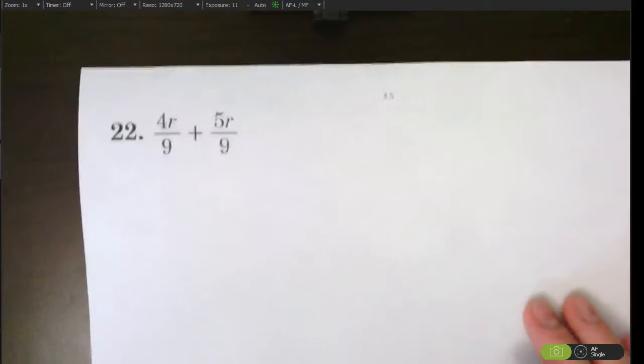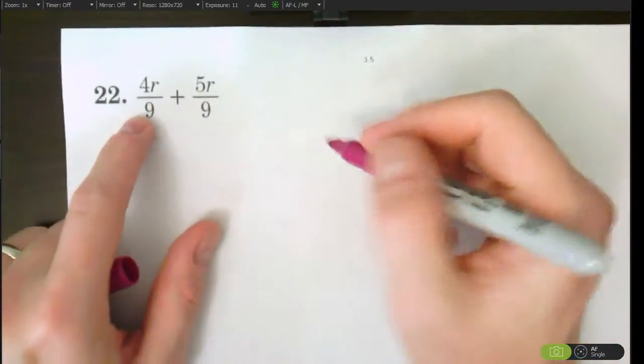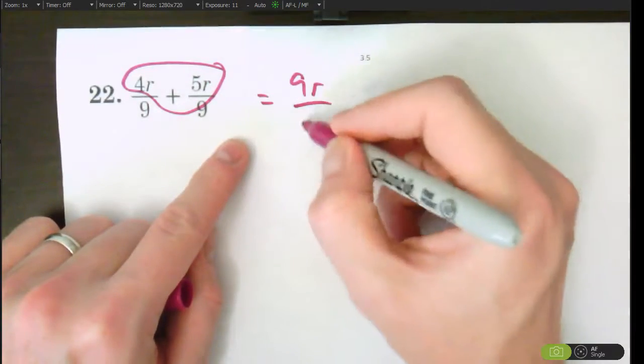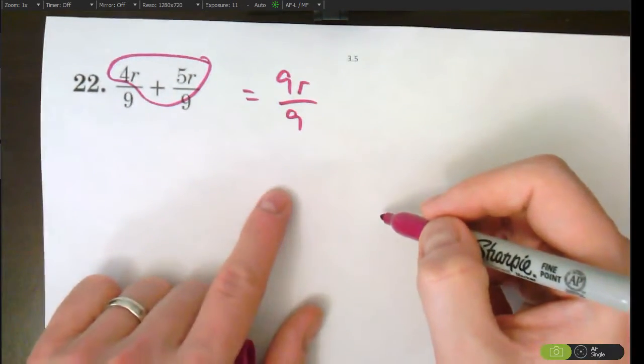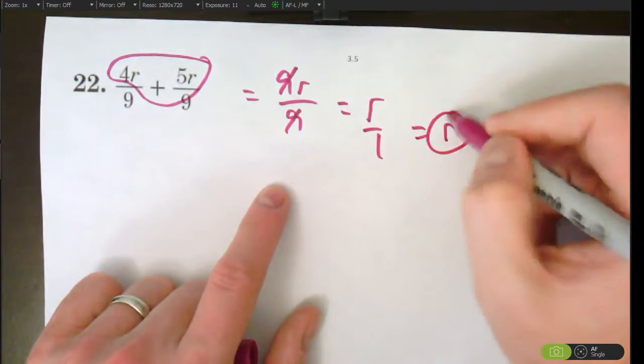Also, problem 25: 4r over 9 plus 5r over 9. I picked this because we're just going to add the numerators together. That's 9r over 9. But what's going to happen is those 9's will cancel, and I'll just get r over 1, which is r.